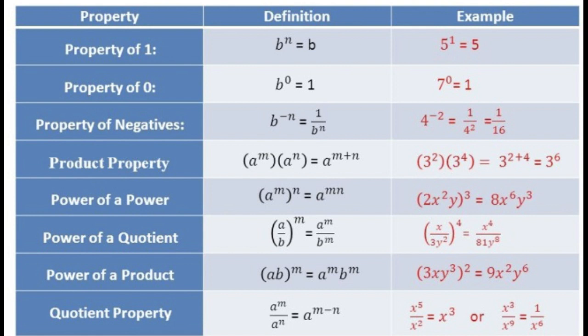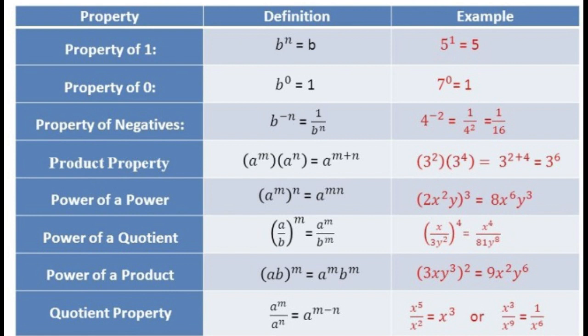The final property we have is the quotient property. That's a number being raised to an exponent and over another one being raised to a different exponent. That's the same thing as having those two exponents subtracted from each other. The example they give is x to the fifth over x squared. That's the same thing as x cubed, because you're subtracting 2 from 5. So 5 minus 2, and then you get 3.